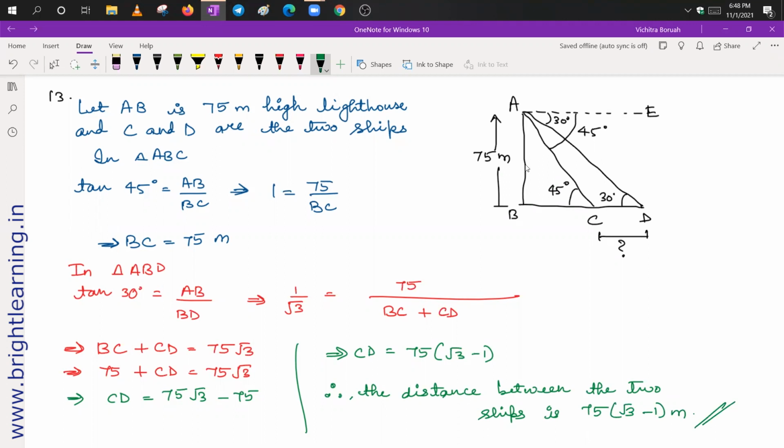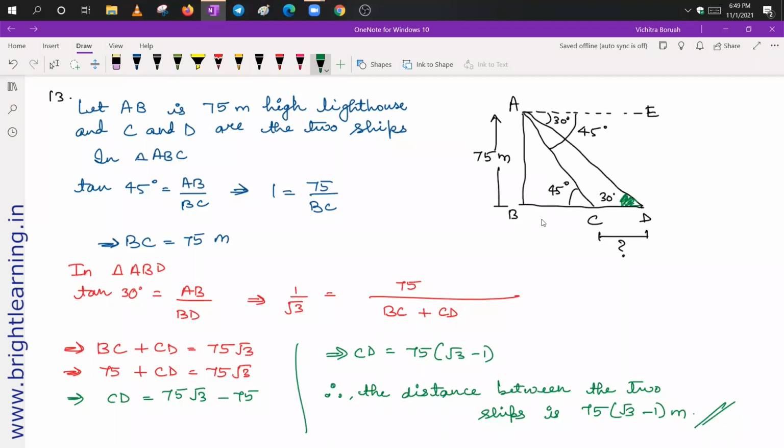Understood? So we were given that AB is the lighthouse, and the height of this lighthouse is 75 meters. Now there are two ships on the sea. We were given that the angles of depression from the top of this lighthouse to the two ships are 30 degrees and 45 degrees. So this is 30 degrees, this is 45 degrees. Now this horizontal line is parallel to the sea, so if this angle is 30 degrees, this angle is also 30 degrees, alternate interior angles. Similarly, if this whole angle is 45 degrees, this angle is also 45 degrees because of alternate interior angles.